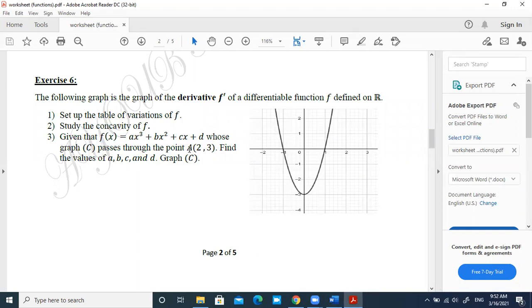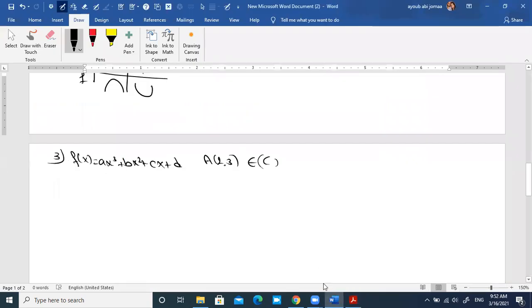Then graph C, let's see how we graph. You have to find A, B, C, and D, which means we have 4 unknowns here. So you need 4 pieces of information. The first one, given the point on the curve: f of 2 is equal to 3. This is the first one.